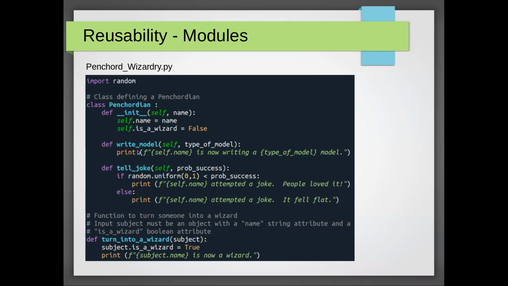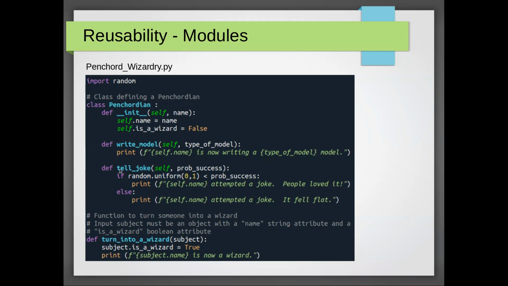So we've got a method here called writeModel, which takes as an input a type of model, and then it prints a message saying this person's name is now writing this kind of model, whatever's been passed in. And it's got a method called tellJoke, which takes in a probability of success. And basically this just takes a random sample from a uniform distribution in the same way you saw before, checks it against the probability of success, and then either the joke will work and people will love it, or it won't, and the joke will fall flat. So I've got a class definition here with some attributes and some methods.